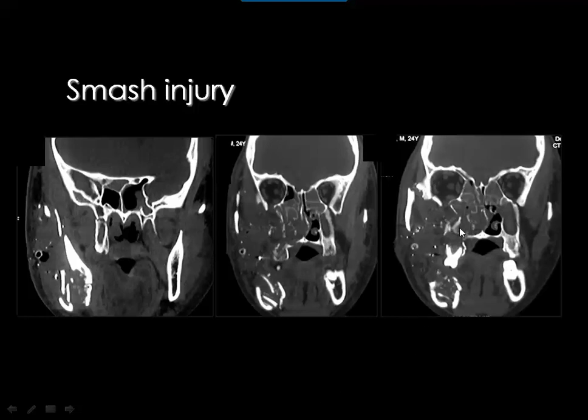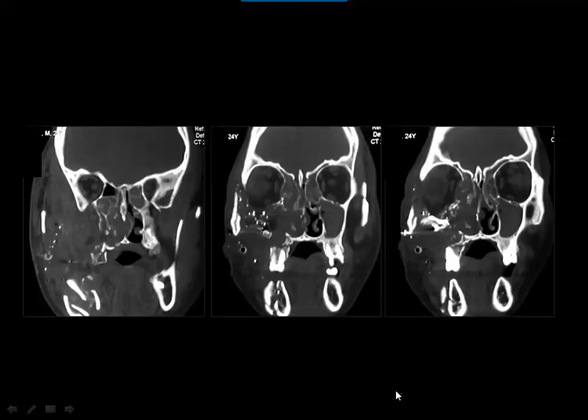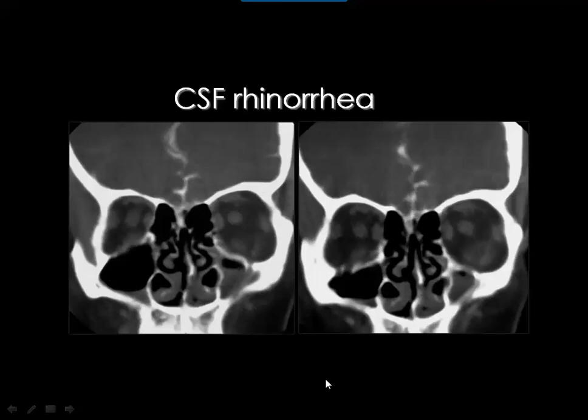Very importantly is to look at the orbital contents, and if there is possible herniation of the orbital structures into the maxillary sinus. And there is a comminution of the orbital floor, but the inferior rectus muscle is still at its anatomic site. Then CSF rhinorrhea may complicate maxillofacial trauma, and it usually results from injuries at the orbital floor, particularly the region of the cribriform plate of ethmoids.